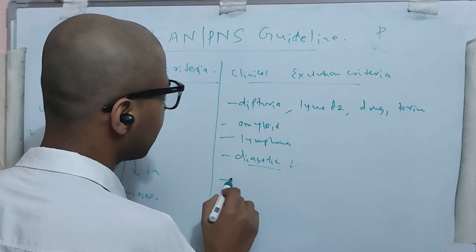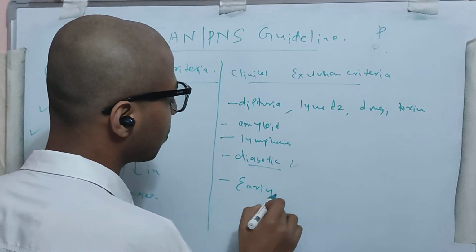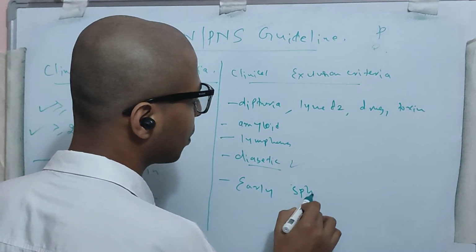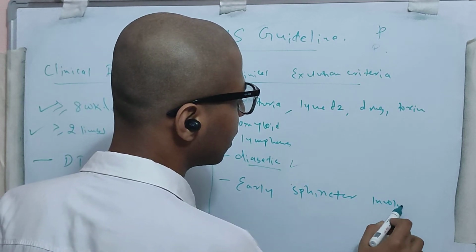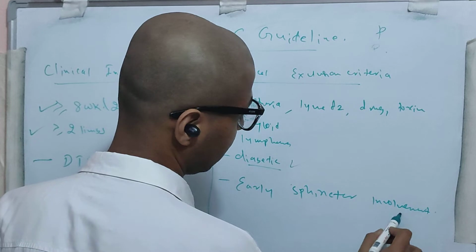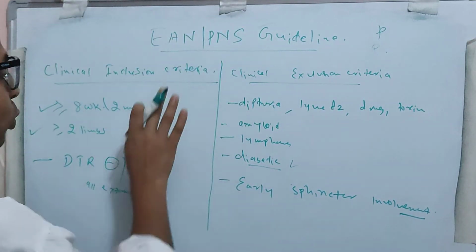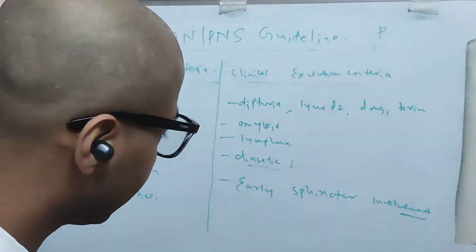And if there is early sphincter involvement, meaning bladder sphincter or rectal sphincter, then that also excludes CIDP, guys. So this is regarding exclusion criteria.